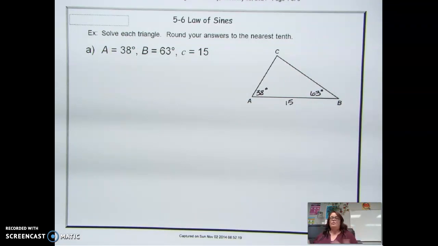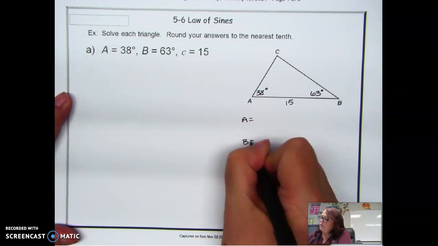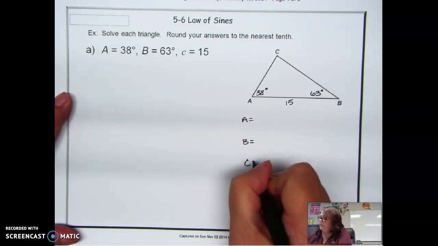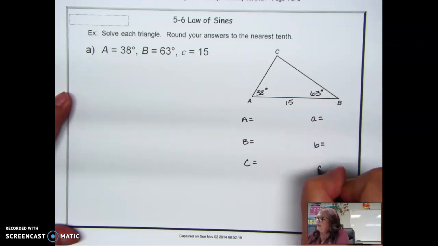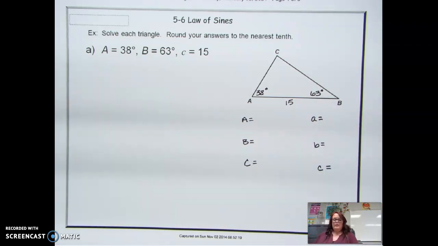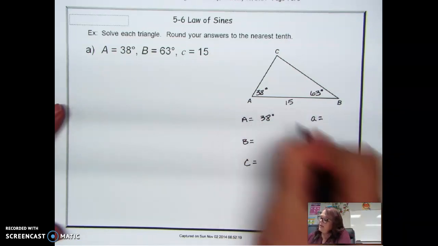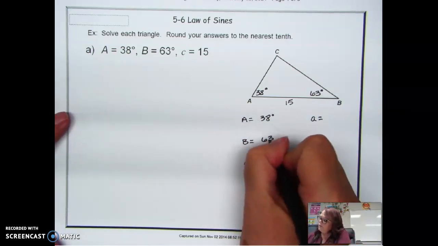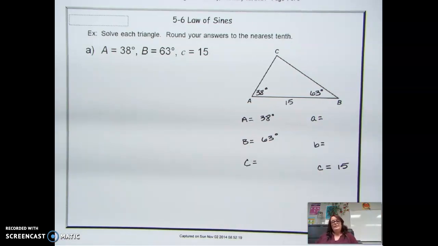So that means we need to have all 6 parts. I need to know angle A, angle B, and angle C. I also need to know little a, little b, and little c. So far I can fill in that big A is 38, big B is 63, and little c is 15. So again, I still know 3 things, and I have 3 more things to find.